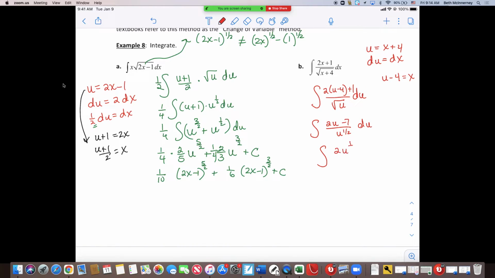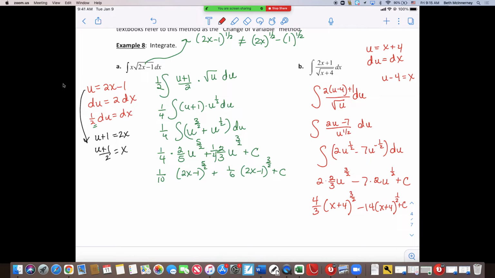Then I'm going to separate it and make that 2u to the 1/2 minus 7u to the negative 1/2, that quantity du. Then I can integrate. So I increase the power by 1, divide by that new power. I increase the power by 1, divide by that new power. Don't forget your arbitrary constant c. So then we're going to back substitute and simplify. So I get 4/3 the quantity x plus 4 to the 3/2 power minus 14 times x plus 4 to the 1/2 power plus c.